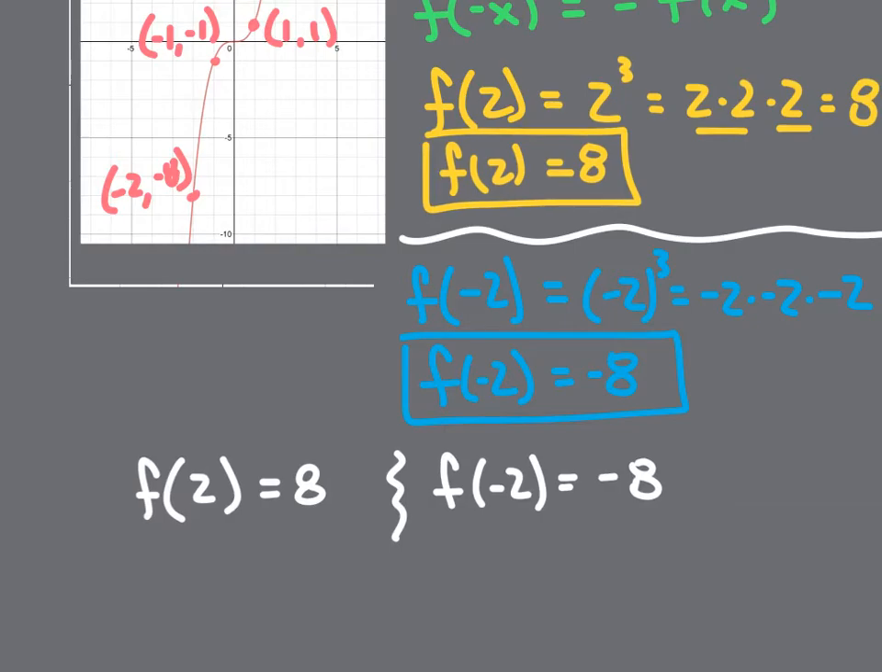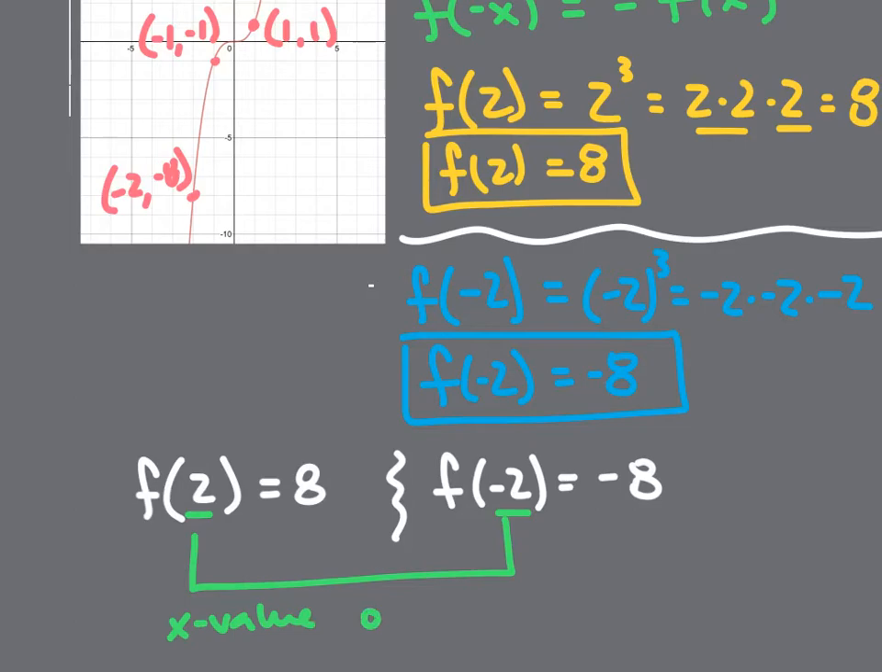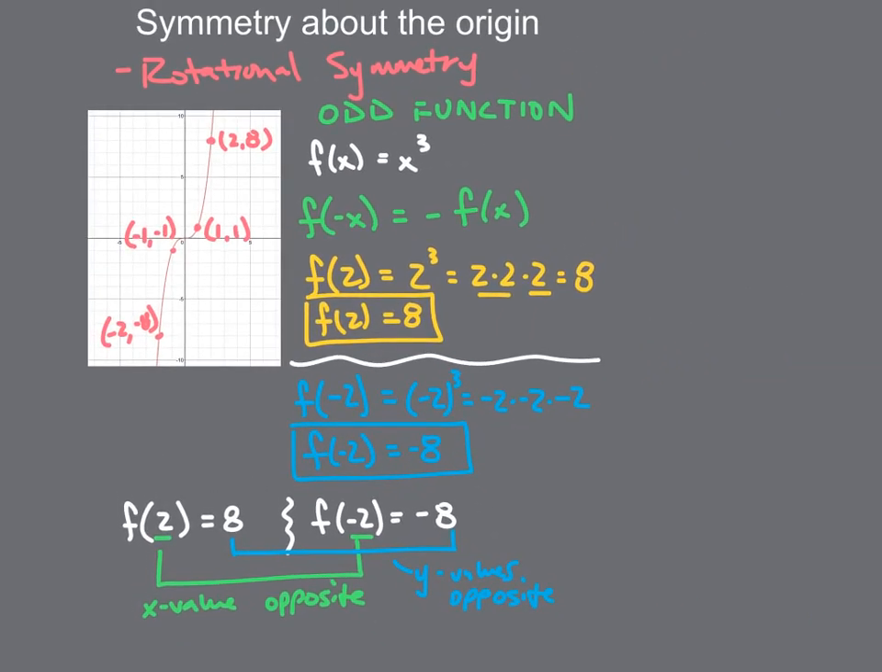And so if I write out these function values, f of 2 is equal to 8 and f of negative 2 is equal to 8. If we have an odd function, then what we have to see is that if we plug in opposite x values, are my y values opposite? So y values are opposite, and that is an indication that we have an odd function and that our function is symmetric to the origin and has rotational symmetry.